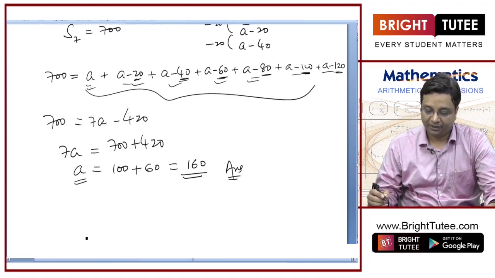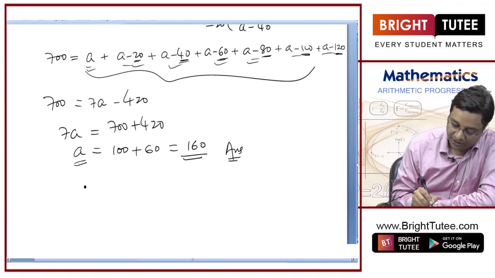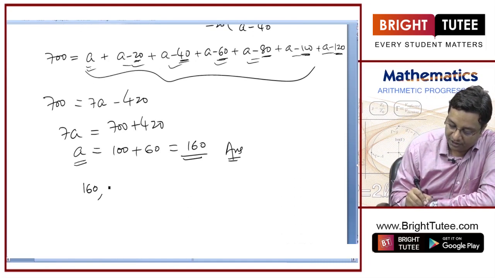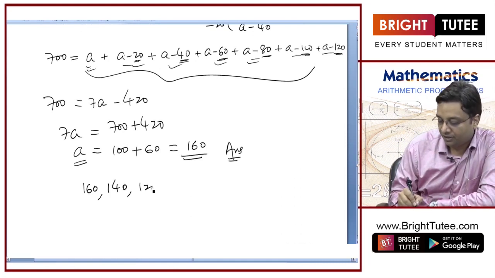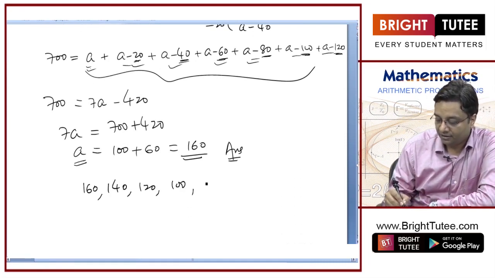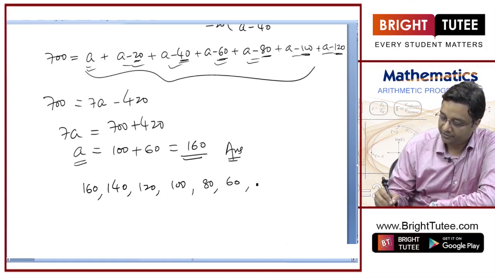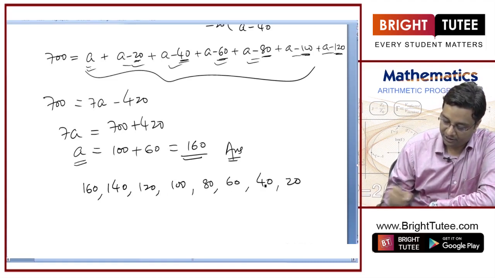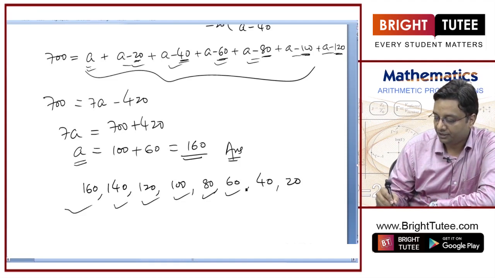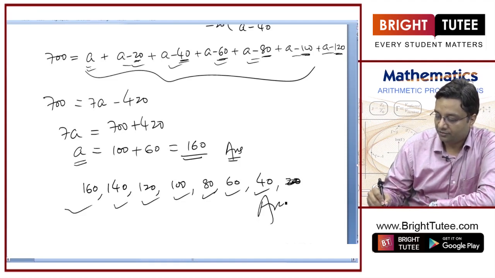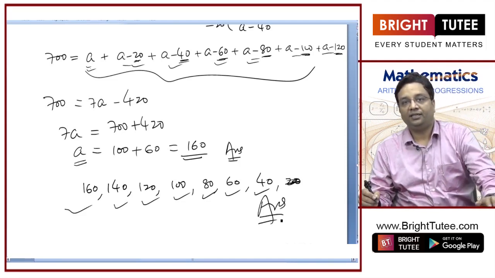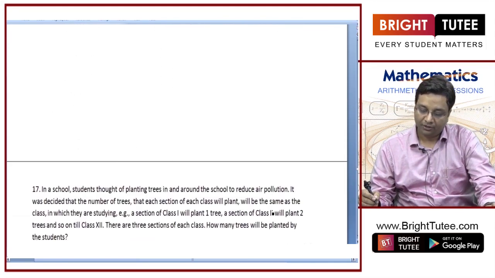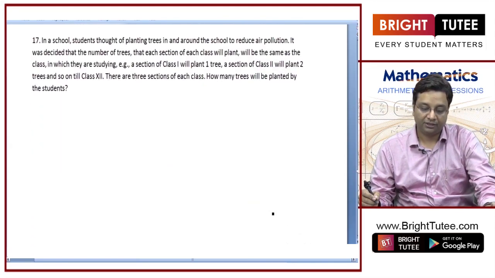So every other prize will keep on decreasing. So I can write the other prizes as 160, 140, 120, 100, 80, 60, 40 and 20. 1, 2, 3, 4, 5, 6, 7. So this is your final answer, right? Let's look at the next question.